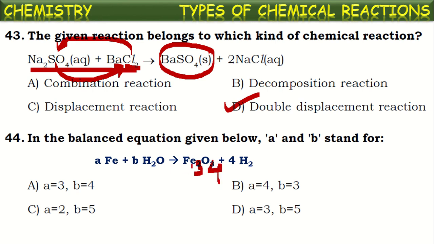Now here there are three iron atoms on the right hand side. So there should be three iron atoms on the left hand side also. So A should be 3. And if you see the hydrogens, there are a total of 8 hydrogens on the right hand side. There should be 8 hydrogen atoms on the left hand side also. Already in each molecule of water there are 2 hydrogens. To make it 8, it should be multiplied with a coefficient 4. Now A is 3, B is 4. Where is it? Here. Okay, this is the correct answer.